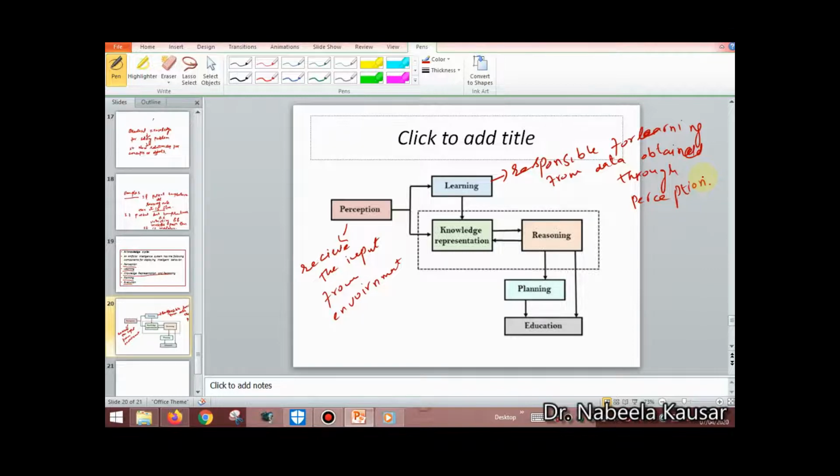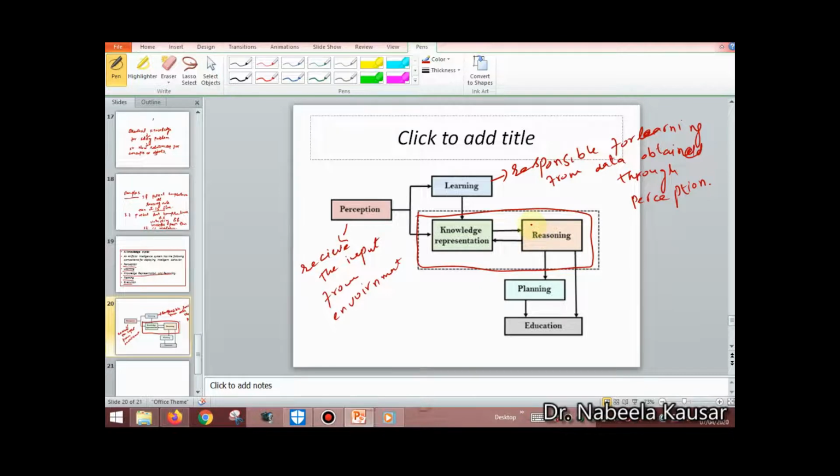In this complete cycle, the main components are knowledge representation and reasoning. Through knowledge representation, the data or the experience is presented to the system, and the system makes the reasoning, makes the interpretation of this data and does the learning.